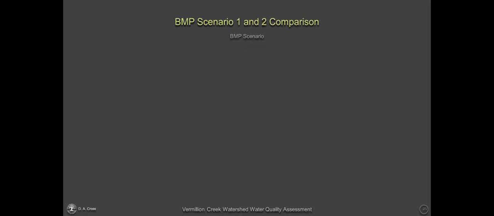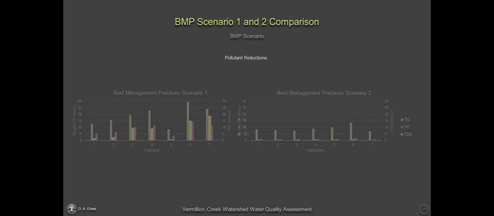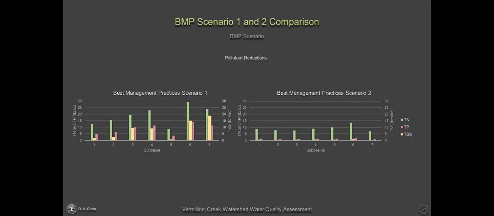Now if we take a look at BMP scenario 1 and 2 and compare those reductions, we can see that the best management practices scenario 2 has a total reduction of 55% in nitrogen, an 85% reduction in phosphorus, and a 77% reduction in total suspended solids.